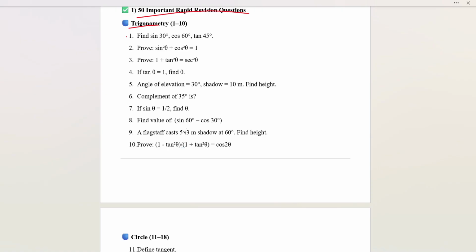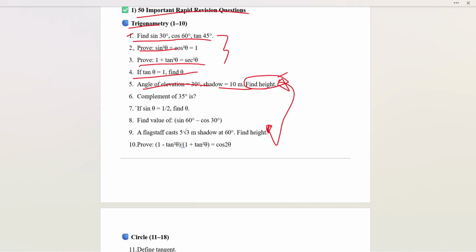Okay, so first is find sine 30 degrees, cos 60 degrees, tan 45 degrees, and second is prove sin square theta plus cos square theta is equal to 1, and prove 1 plus tan square theta is equal to sec square theta. So these are easy questions. So next is if tan theta is equal to 1, find theta, and angle of elevation 30 degrees, shadow 10 meters, find height. It is a most important concept for your board exam, so they ask every year.